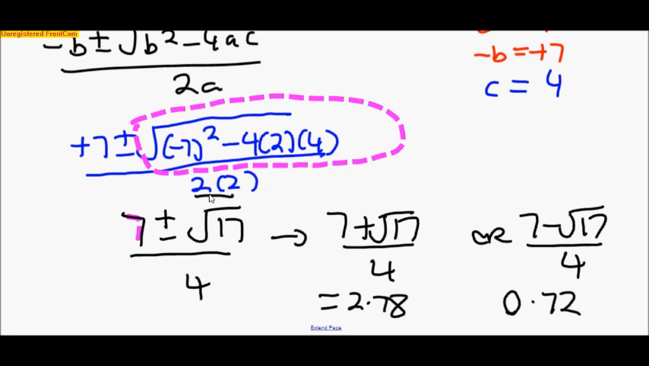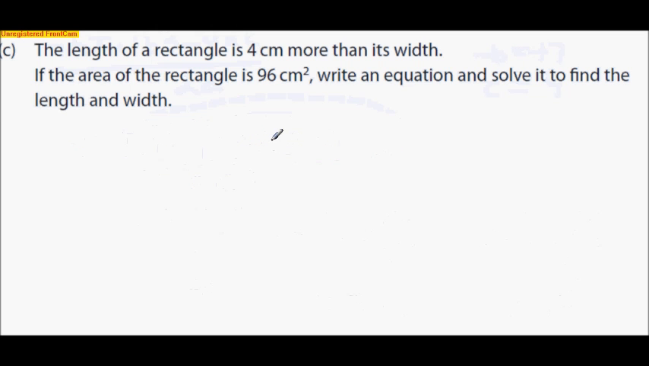Okay guys, we're on the next part now. The length of a rectangle is 4 centimeters more than its width. The area of the rectangle is 96 centimeters squared. Write an equation and solve it to find the length of the width.